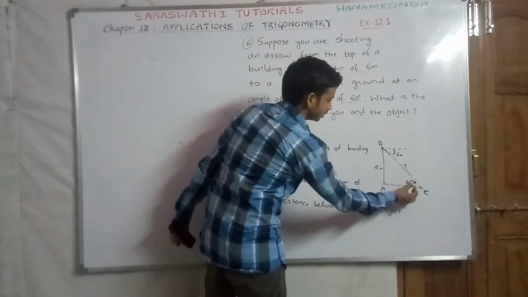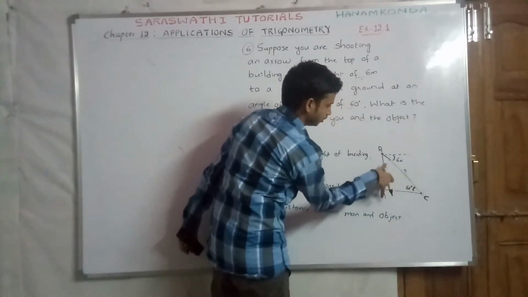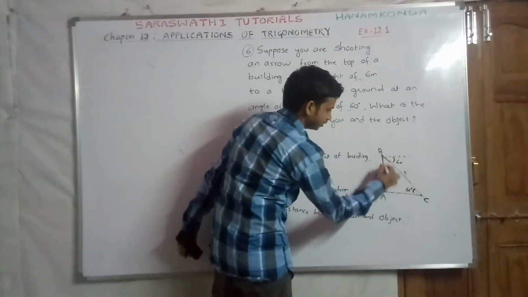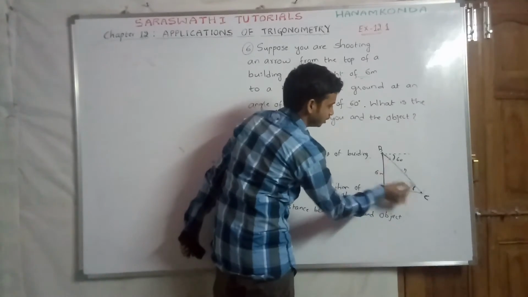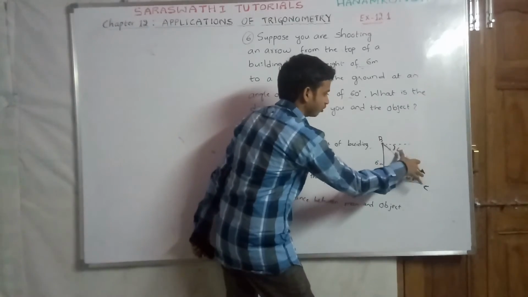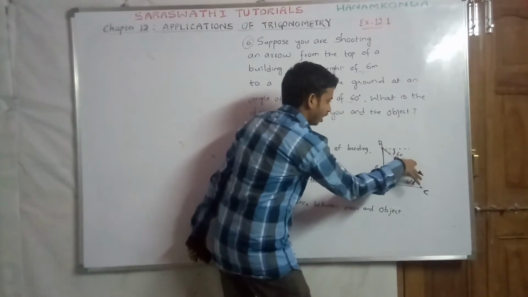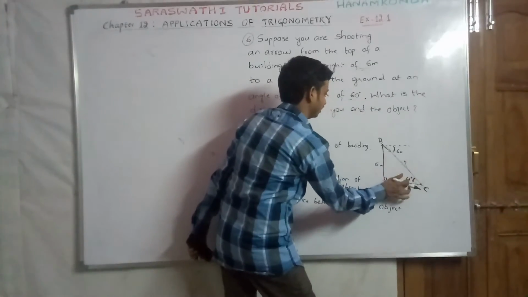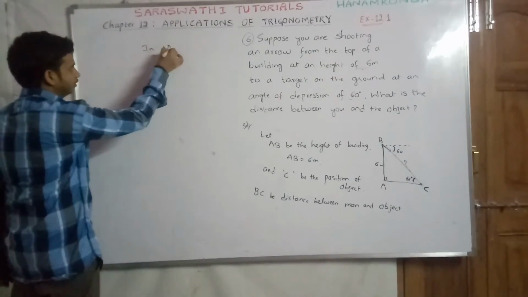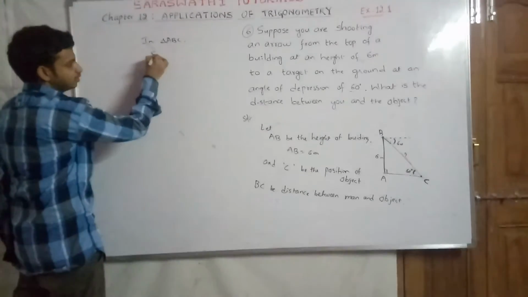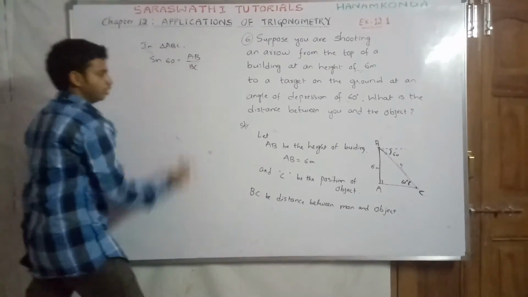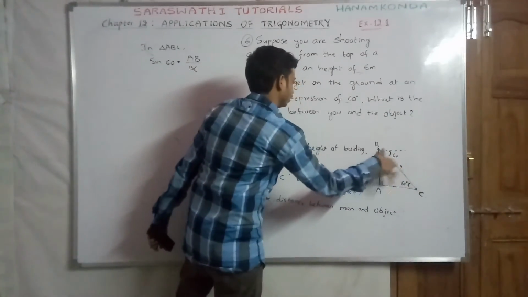So this is the angle, 60 degrees. The side opposite to the 60 degrees is given, and we have to find the hypotenuse. Since the building is in the vertical position, BC becomes the hypotenuse here. That means opposite by hypotenuse, so if we apply sin 60, we can find the value of BC. In triangle ABC, sin 60 equal to opposite by hypotenuse, AB by BC.